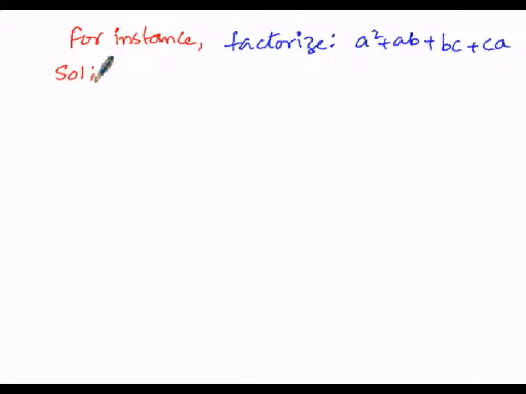The solution starts now. The given polynomial is a square plus ab plus bc plus ca. So this is the given polynomial, or in other words the given expression.